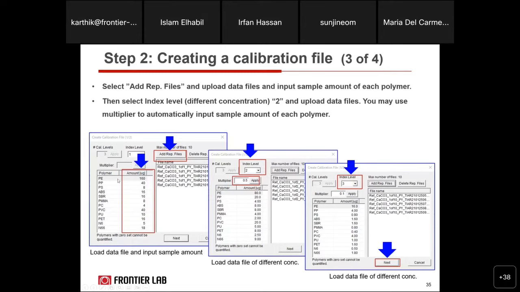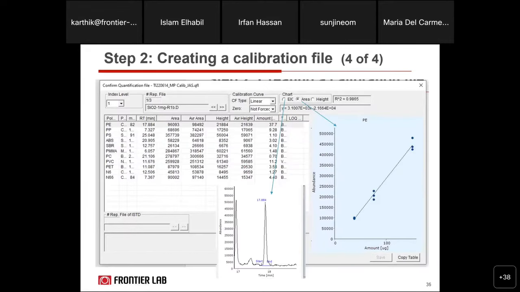For each one, you put the concentration and you load the data file. Then you move to index level 2 and load the data file. You have to do this for all 3 points, just uploading the data file. After that, you click process, and you are ready to see the calibration graph. Okay, so this is the typical calibration graph. We have produced this in our demo lab in Singapore.